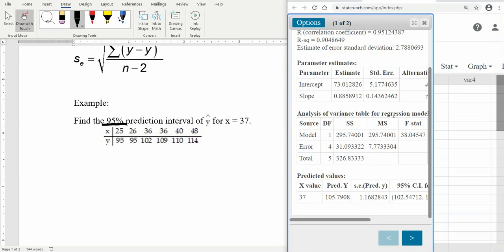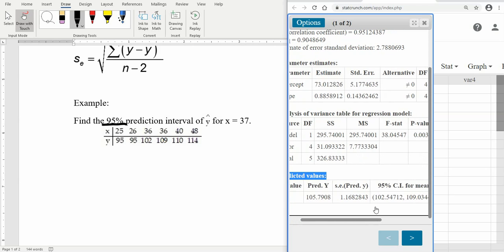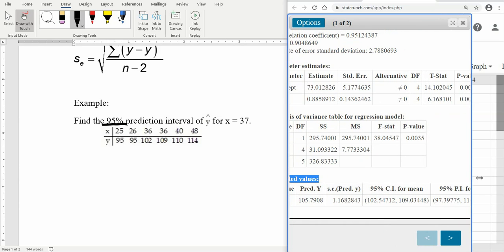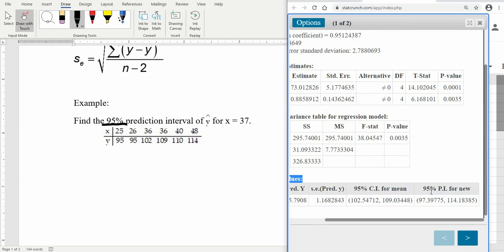What you want to do is go all the way down till you see predicted values, and then come on over. This is a confidence interval. We don't want that. We want this, the 95% prediction interval. So this is the answer that we're looking for.